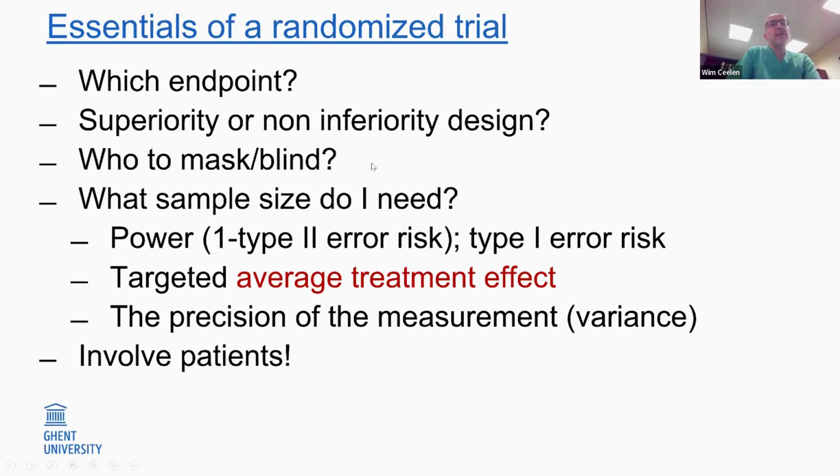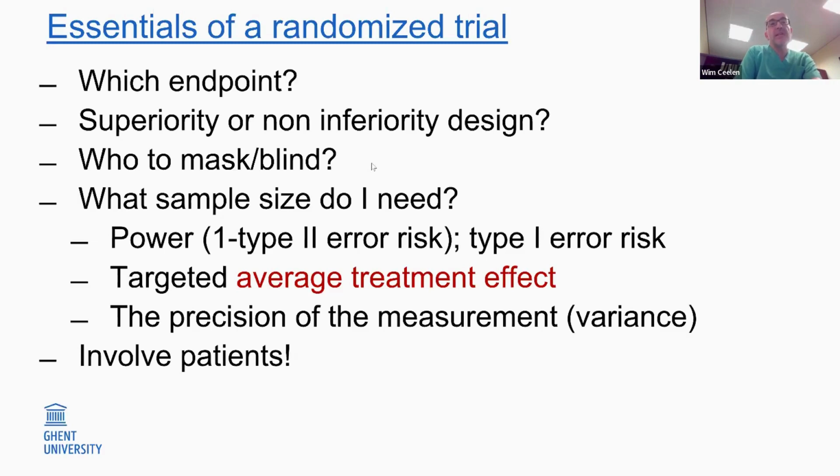Who to mask and who to blind? Obviously, it's usually impossible to mask the surgeons, but you can sometimes mask the patients. And there have been studies, for instance, comparing open cholecystectomy versus laparoscopic cholecystectomy. You can blind the patients by putting a very large bandage on the abdomen, which makes it impossible to see the scar. This has been done, and interestingly, it showed that there was no difference in outcome between open and laparoscopic cholecystectomy. It's a well-known trial.